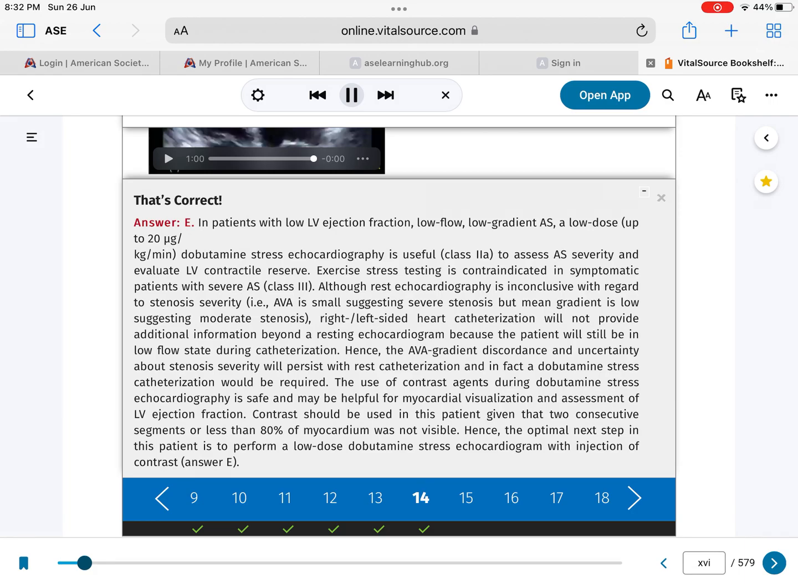D. Low dose, up to 20 µg/kg/min, dobutamine stress echocardiography. E. Low dose, up to 20 µg/kg/min, dobutamine stress echocardiography with contrast. F. Right and left-sided heart catheterization and coronary angiography.